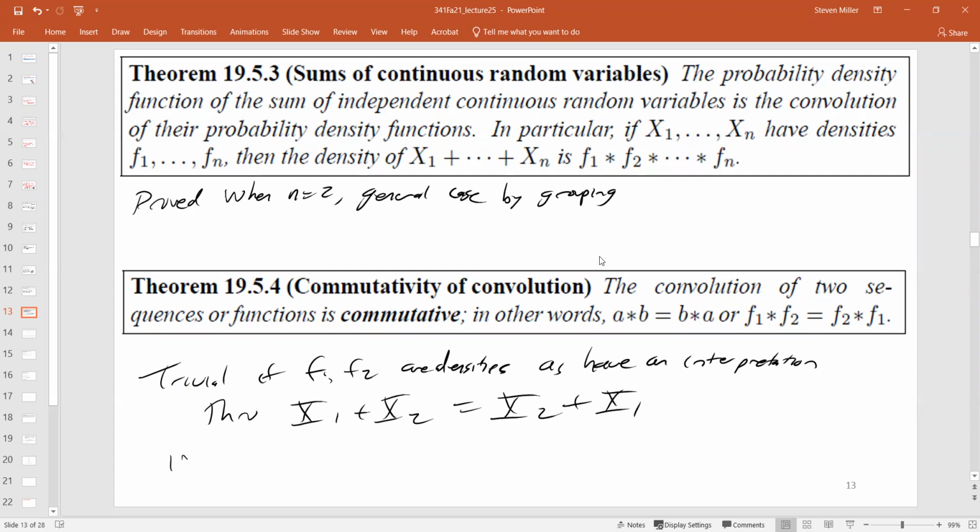In general, do some algebra or calculus. In general, you have to just prove it.